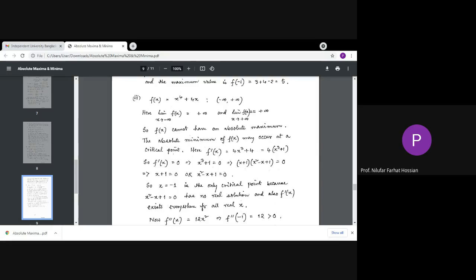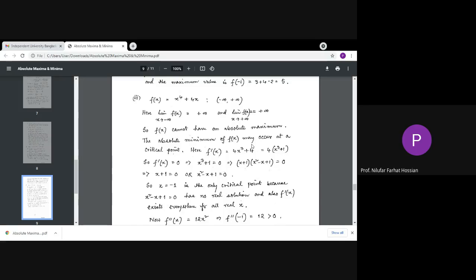So this function may have an absolute minimum, which will occur at a critical point. So let us find the critical point. For finding the critical point, you have to find the derivative. f'(x) = 4x^3 + 4. You take 4 common, it will be x^3 + 1. Now apply the formula a^3 + b^3. It will be (x + 1)(x^2 - x + 1) = 0.